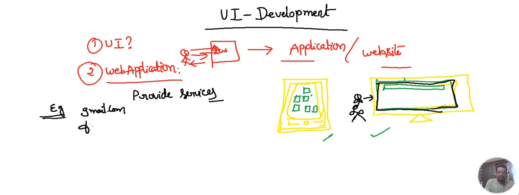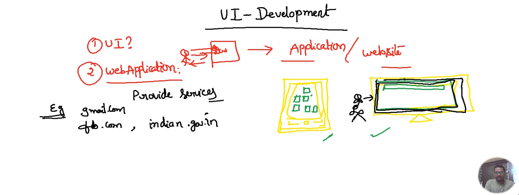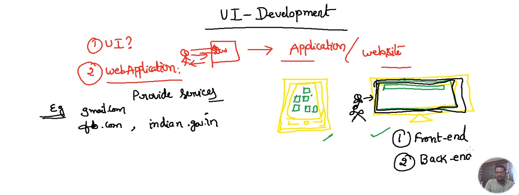Examples of such services are gmail.com, facebook.com, and more examples like the Indian government website, india.gov.in. There are many more websites like this. Every web application contains both a front end and a back end.